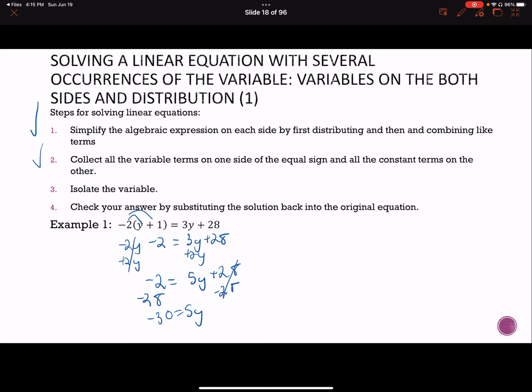So step 2, done. Step 3, isolate our variable. We like our x's lonely. Well, in this case, they're y's, but I'm going to do that by dividing by 5. That's the coefficient. That means the term in front of my variable. So that would give me, sorry, I ran out of room, negative 6 equals y as our answer.